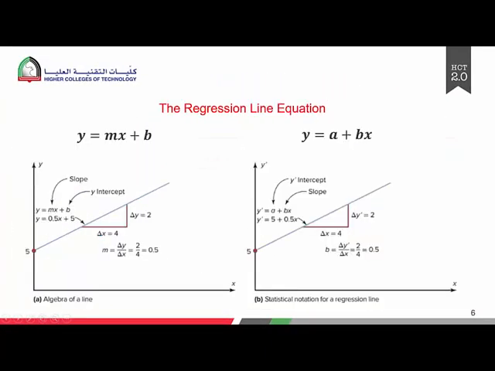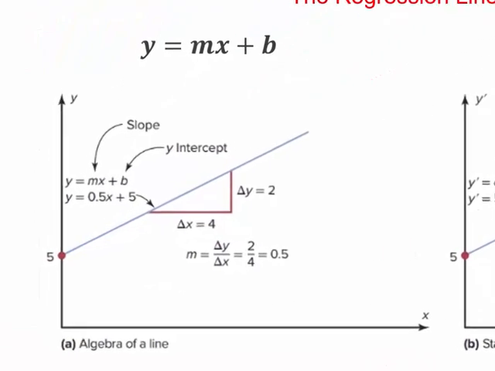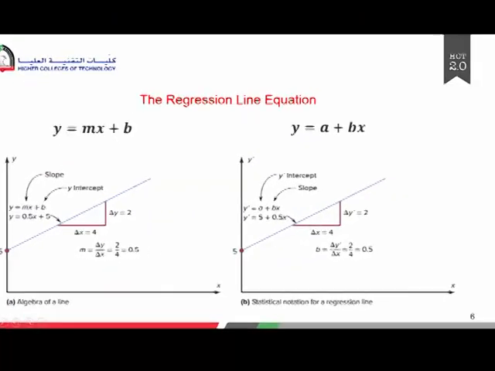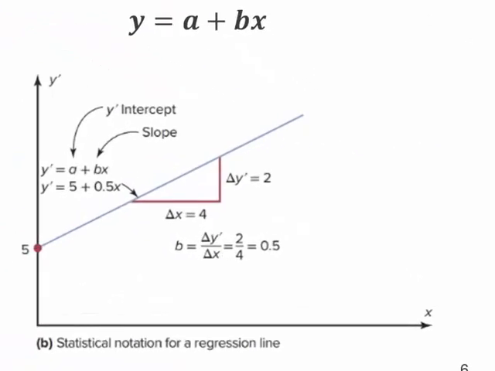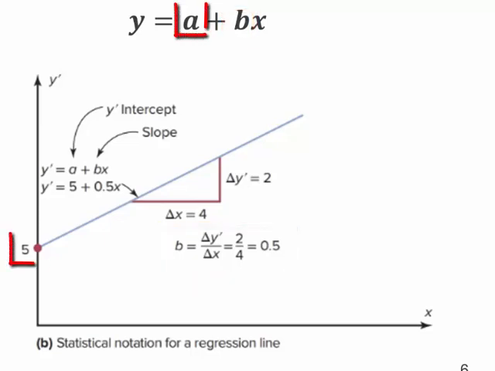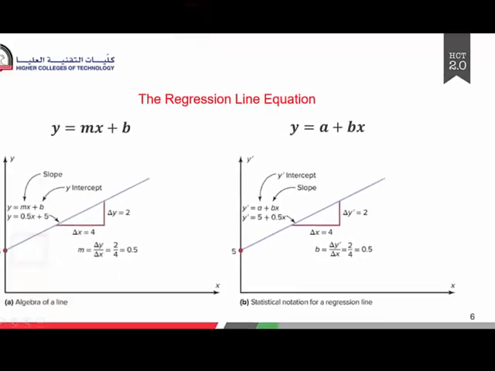Now, how do we find the line of best fit? Remember from algebra, we learned y is equal to mx plus b, m being the slope and b being the y-intercept. Well, in statistics, we write that equation a bit differently: y is equal to a plus bx. B being the slope, the number in front of x is always the slope, and a being the y-intercept.